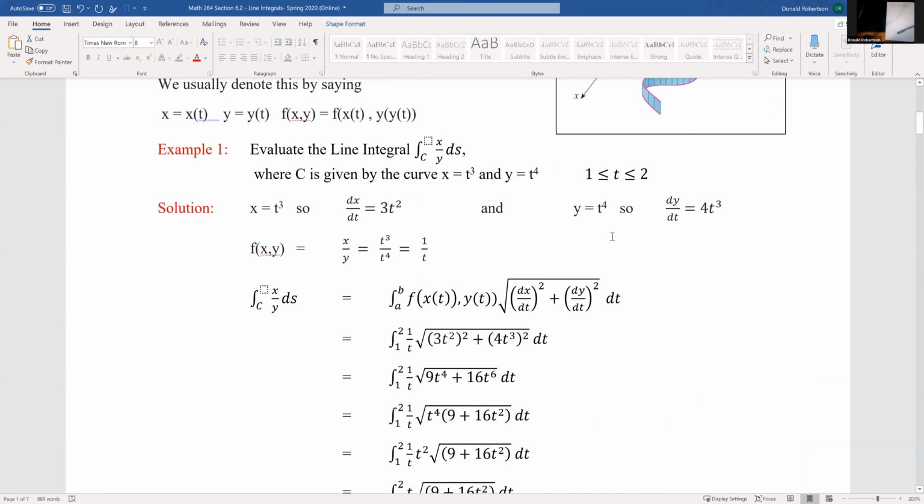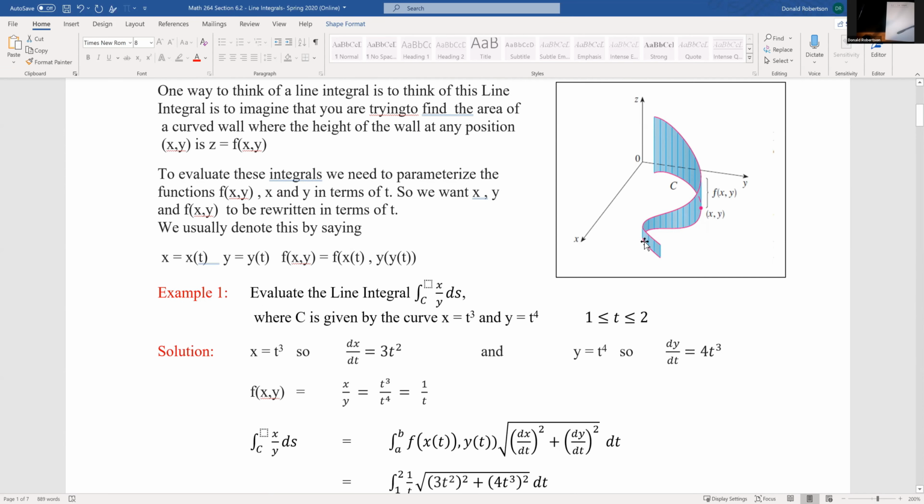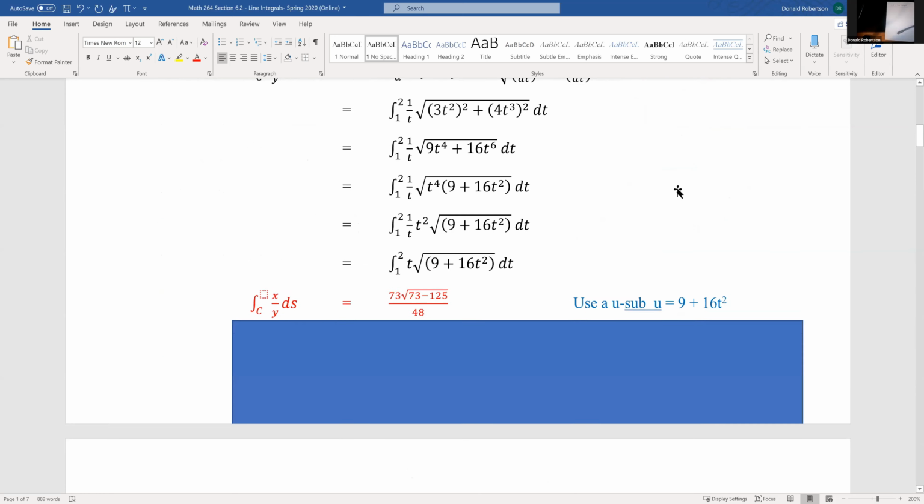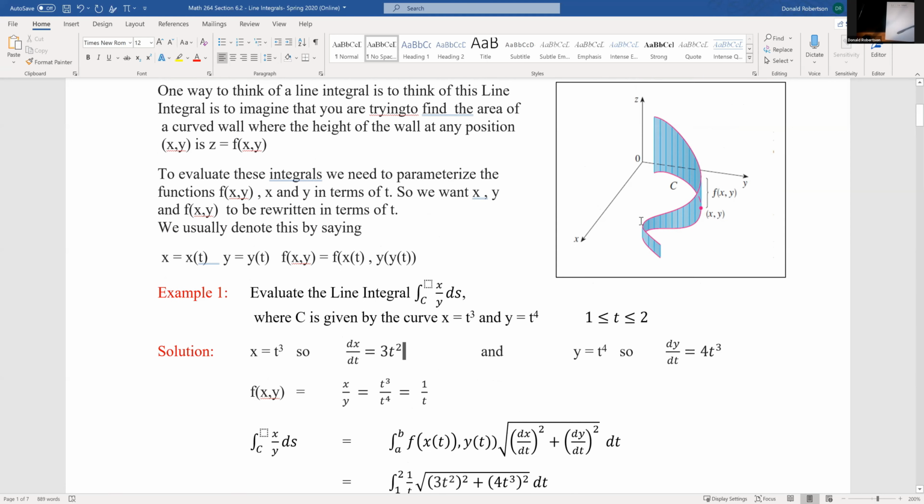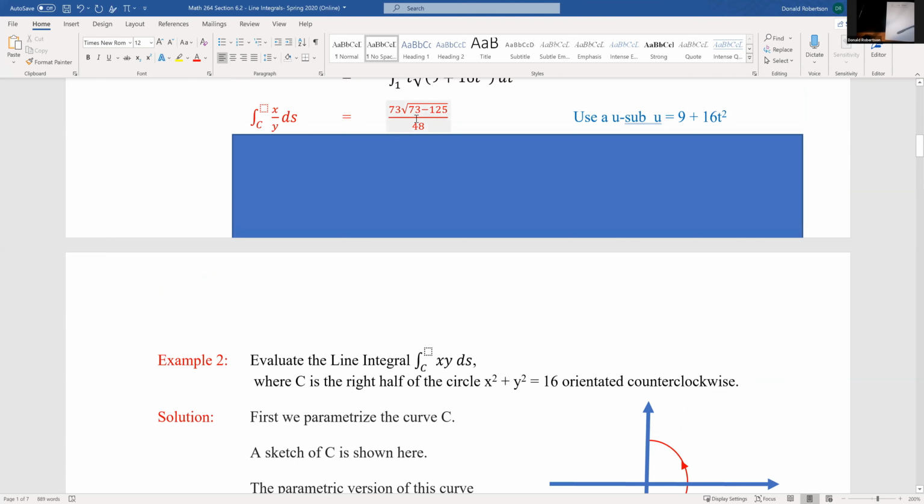So I know it's not true, but can you pretend that this squiggly curve on the floor happens to be the parametric curve x equals t cubed and y equals t to the 4? If you think back to Calc 3, remember the parametric equations? X is a function of t, y is a function of t. At any given value of t, then you can plot a point. Imagine that's the floor. We have just found out that the area of this curved fence is that ugly term.